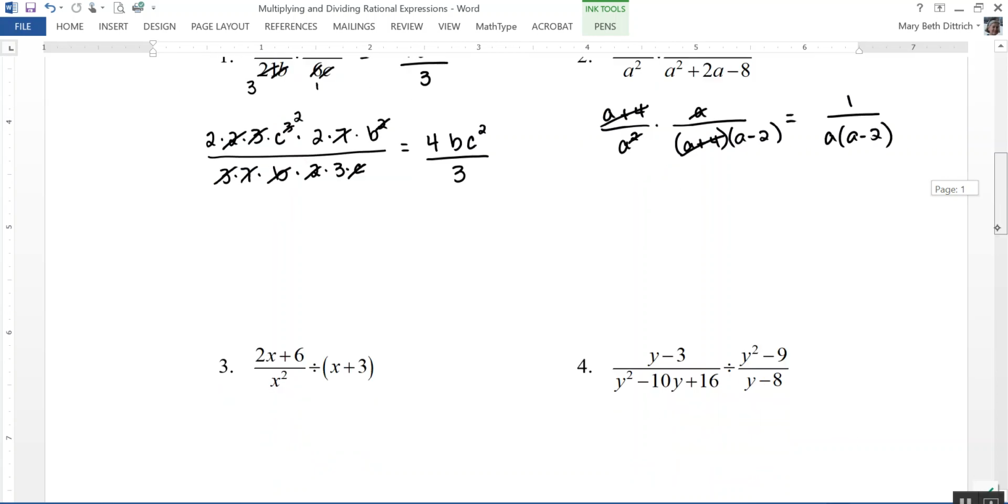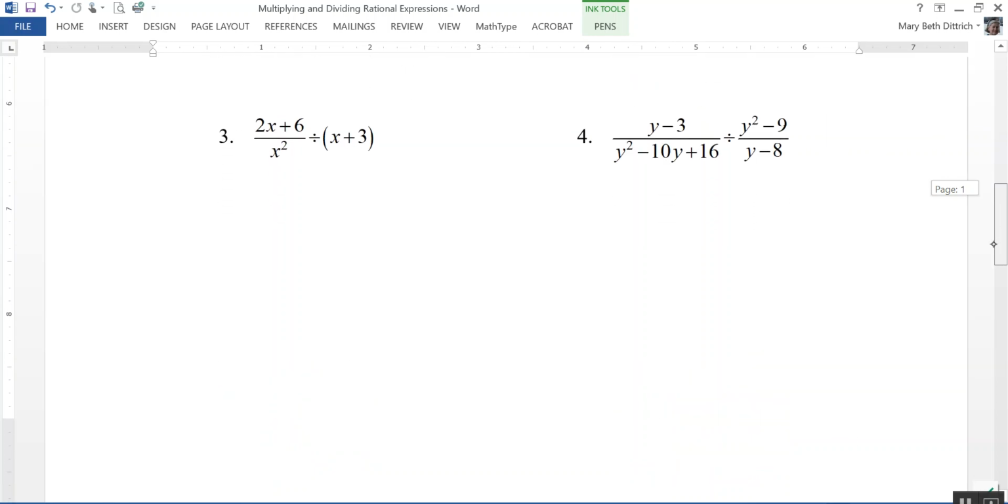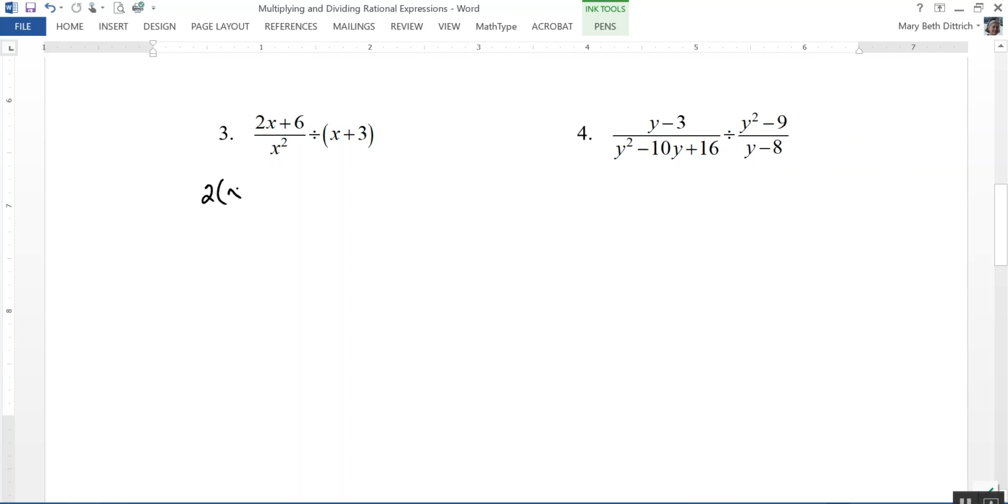Here are a couple division problems. I have 2x plus 6 over x squared divided by x plus 3. So I'm going to go ahead and factor this. Okay, so there's my first rational expression, and I'm basically dividing by x plus 3 over 1, so I want to multiply by the reciprocal of that. Now I have some common factors that I can cancel out. I have an x plus 3, and that's going to leave me with 2 over x squared.